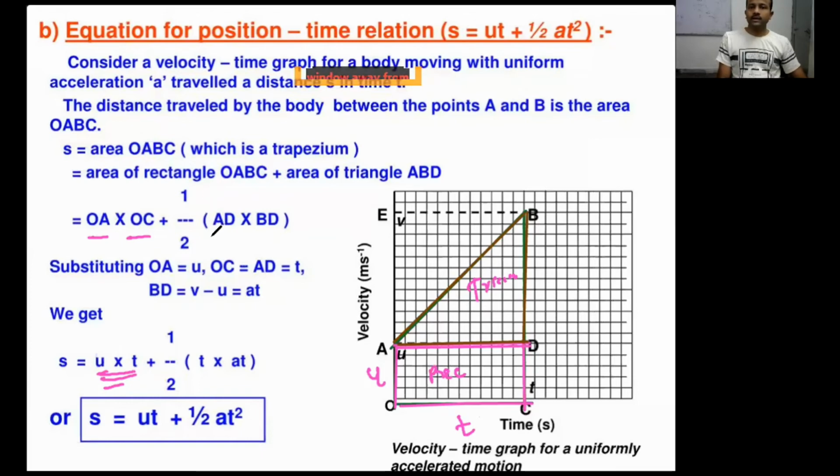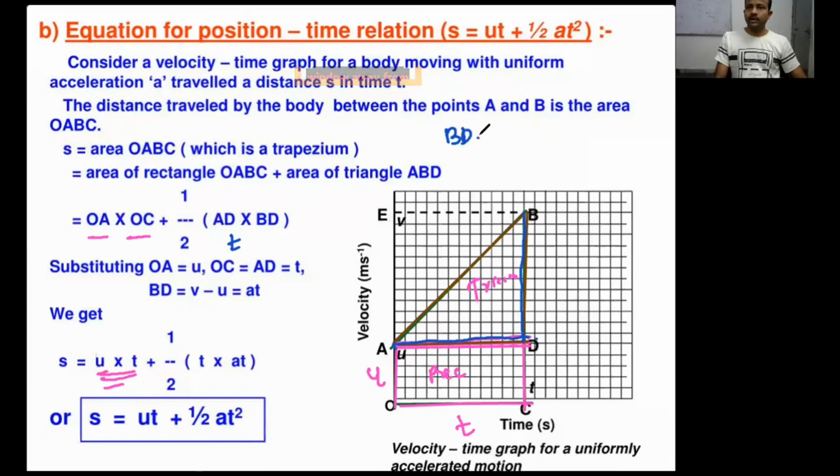And half of AD into BD. This is half of base into height. What is the base of this triangle? The base of the triangle is AD and the height of the triangle is BD. Again I am telling you, the base of the triangle is AD, the height of the triangle is BD. So this will give you the base, and this will give you the height. Half into AD into BD. AD is parallel to the time axis, so AD will give you the time, right? And BD will give you the BD.